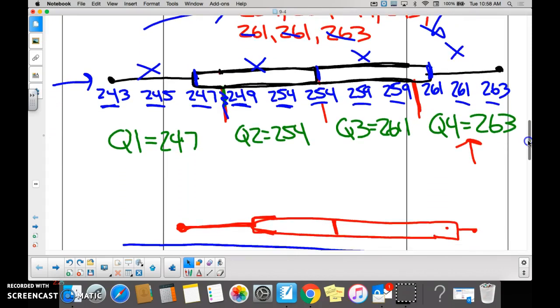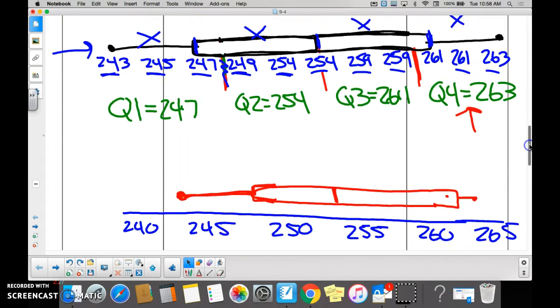Then what you're most likely going to see is a box and whisker plot with a number line that has equal intervals. Obviously, this one right up here does not have equal intervals because we constructed it with all of our data. Once we put our box and whisker plot with equal intervals, we can see that quartile 3 has a much larger distribution of data than quartile 1, right?